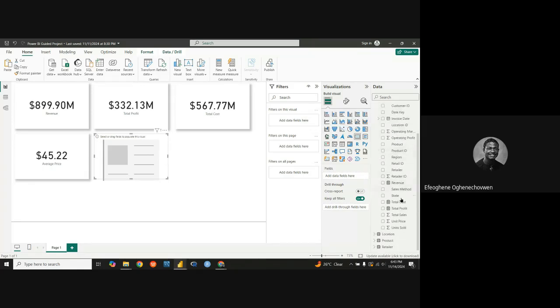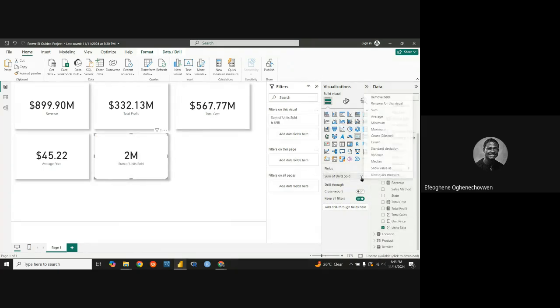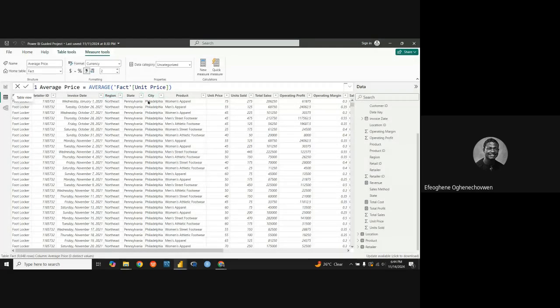Unit sold, unit sold, unit sold, unit sold. You can drag and drop here, right? So it's on sum. All right. So it has calculated all the... If you go to your table here, you can see unit sold for women's apparel, 275 products. All right, men's apparel 125 products, women's apparel.